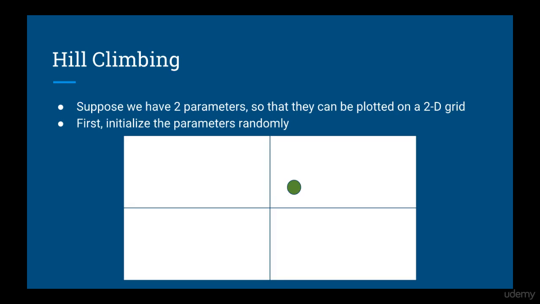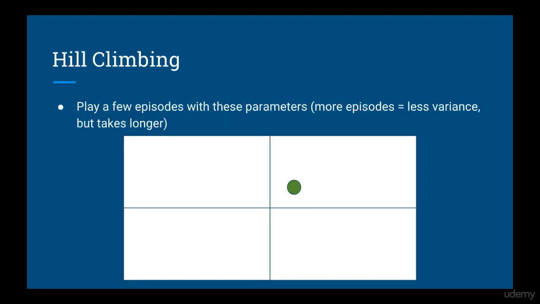Suppose we only have two parameters so that we can show the parameters on a 2D grid. First, we initialize the parameters randomly. This is the green dot. Then we play one episode or a few episodes with these parameters. Playing fewer episodes will increase the variance of our estimates, and playing more episodes will decrease the variance, yielding better estimates, but it will take longer. The reason we want to play a few episodes is to get an idea if these parameters are good or not. If the parameters are better than the best parameters we found so far, then we set these as the best parameters. Otherwise, we stick with the original.